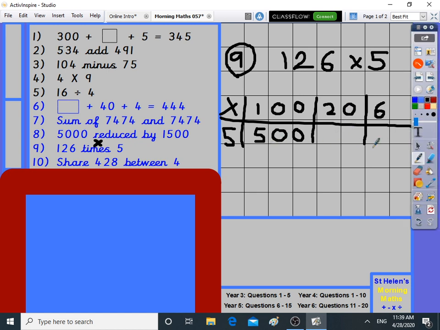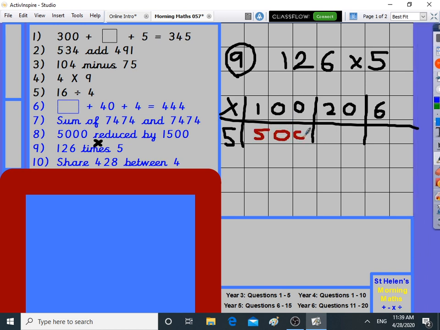Next section. I'm actually going to change the colour so the answer is a different colour. Looks like we're going for claret today. 500. Over here, 5 times 2 is 10 and place a 0. And at the end, 5 times 6 is 30. 5 times 100 was 500. 5 times 20 was 100. And 5 times 6 was 30.